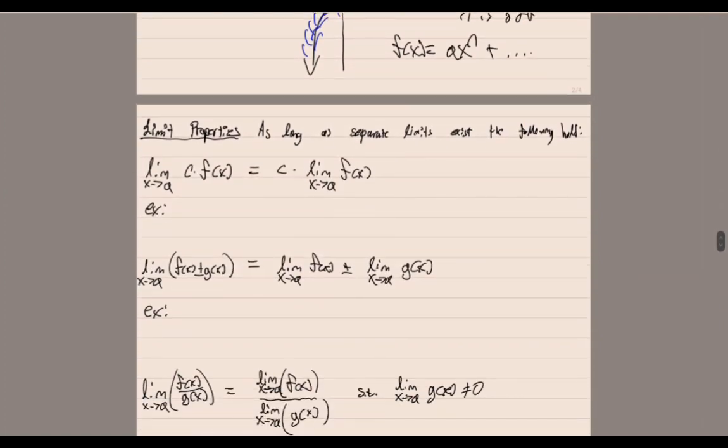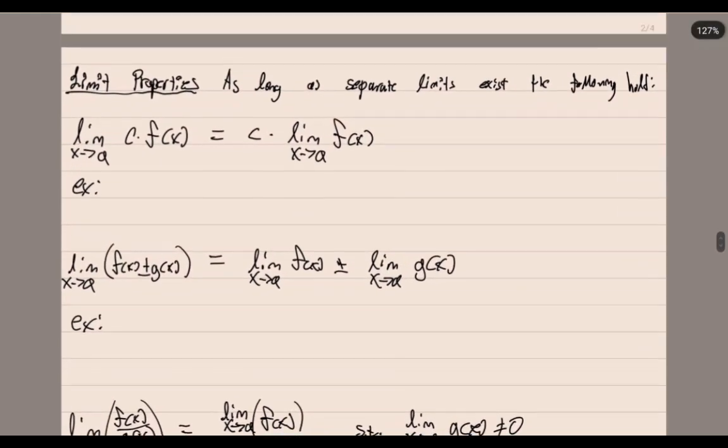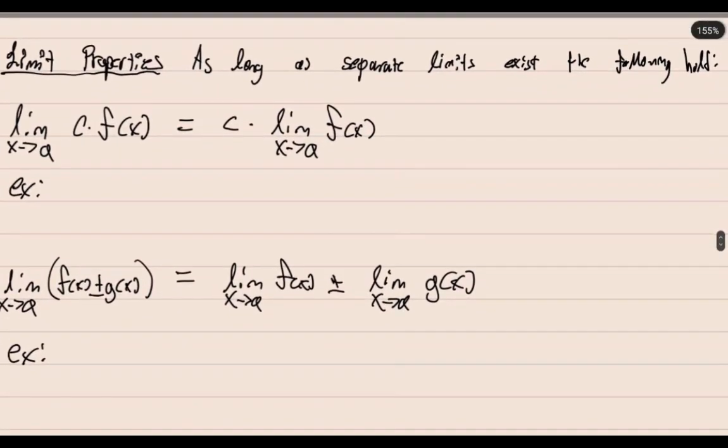Anyway, let's go and look at some limit properties. So here's this first line here. It says that the limit as x goes to a of c times f of x is equal to c times the limit as x goes to a of f of x. So basically it's just telling us that we can pull out constants from the limit.